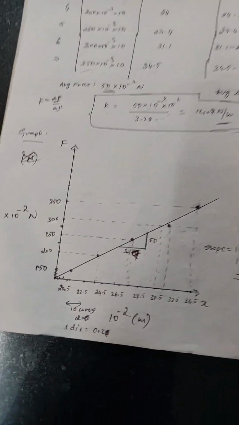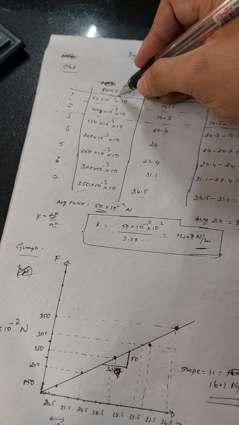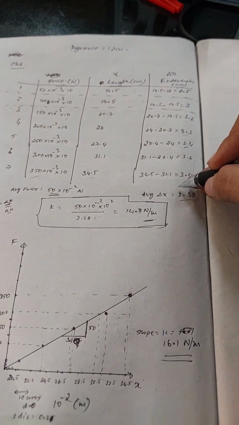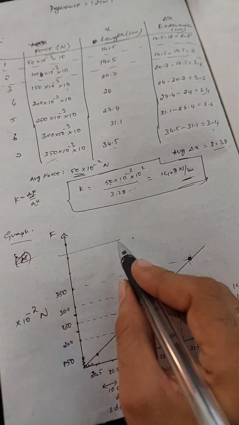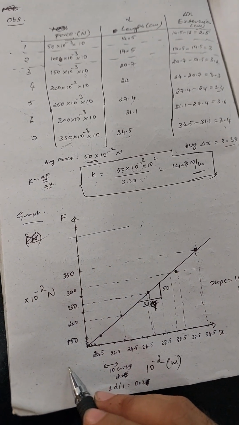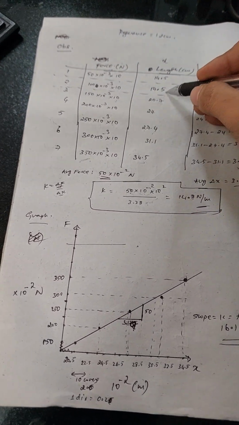So if you want to plot the graph now, you have to plot the graph between force and length, not between force and extension, because extension is almost constant. You would get a straight line, a constant line like this, so you can't really calculate any slope there. So what you have to do is plot a graph between force and length.